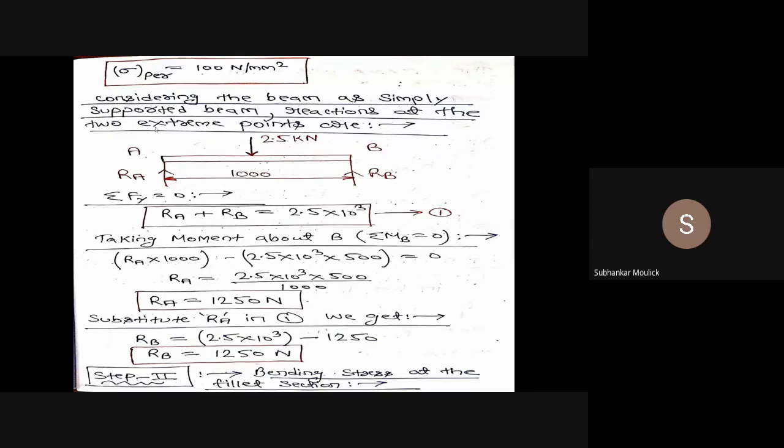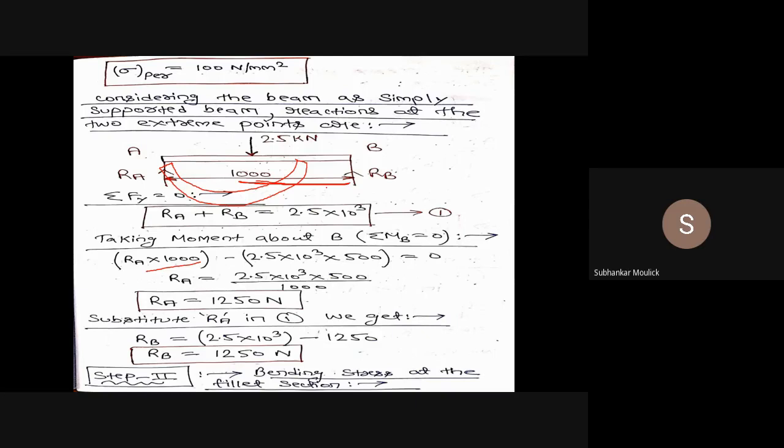Secondly, you can take moment either about point A or about point B, and you will get the value of one unknown reaction. I have taken moment about point B. If I take moment about point B, then RA into 1000 will create a sagging bending moment, and by sign convention we know that sagging bending moment is positive. So RA into 1000, and the 2.5 kilonewton into the middle distance. That means 2.5 into how much? 500.